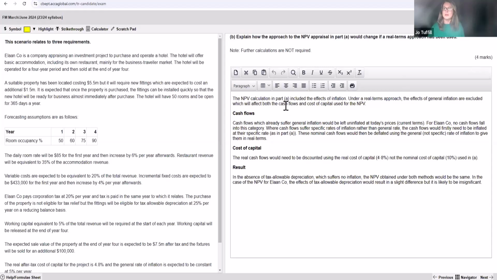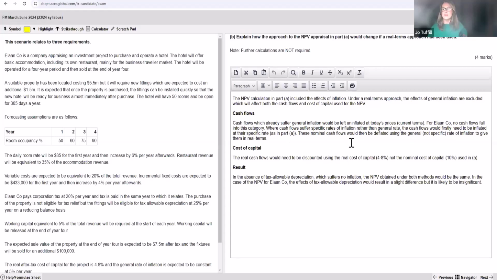And so what we say is the net present value calculation in part A includes the effects of inflation. Under the real terms approach, the effects of general inflation are excluded, which will affect both the cash flows and the cost of capital. So then you explain what affects the cash flows. The cash flows which already suffer general inflation will be left uninflated. So for Elaan, no cash flows fall into this category.